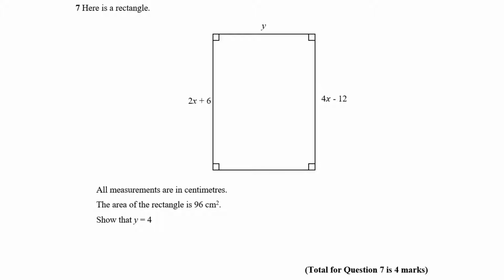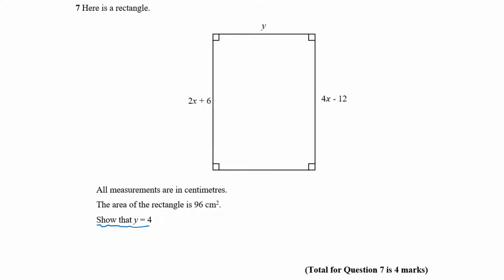Question 7, we have a "show that" question. So what we should never do is assume that what we're trying to show is true at the start of a question. We can always get to that without using that information. Otherwise you might end up with a circular argument.